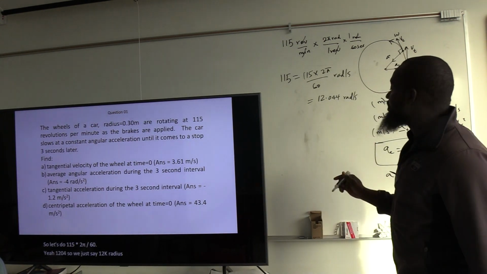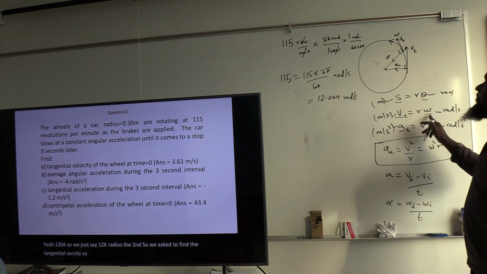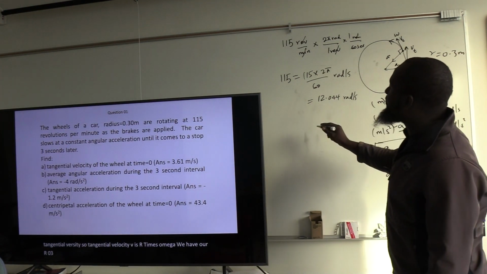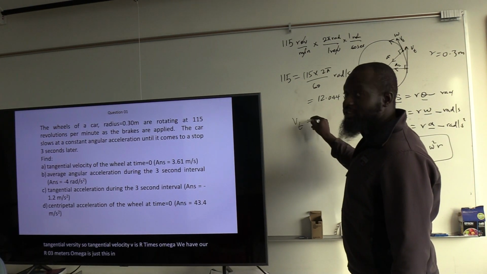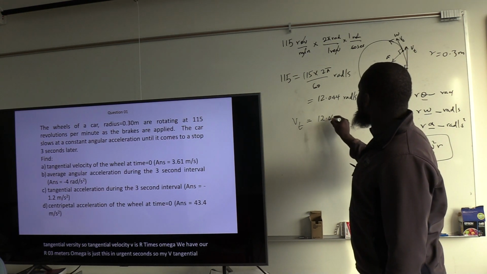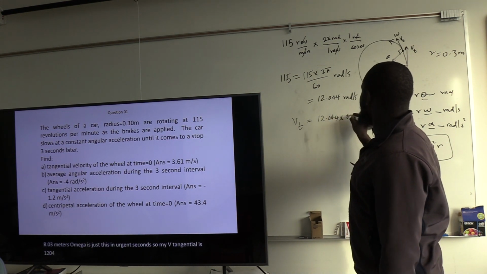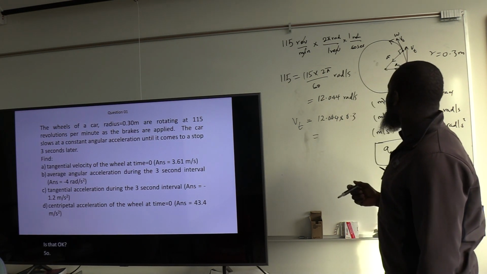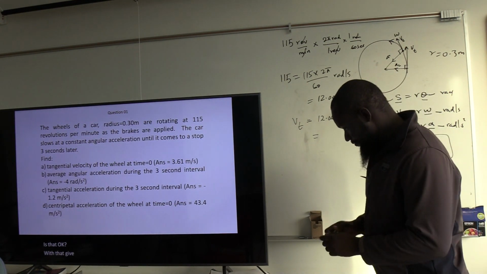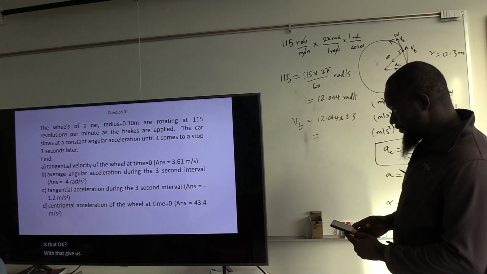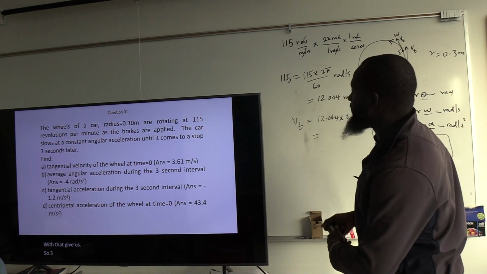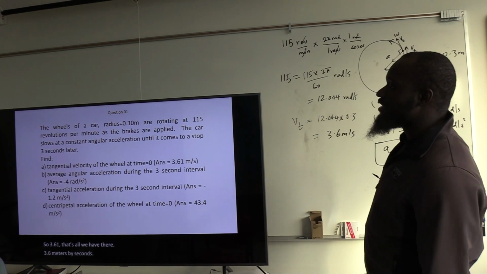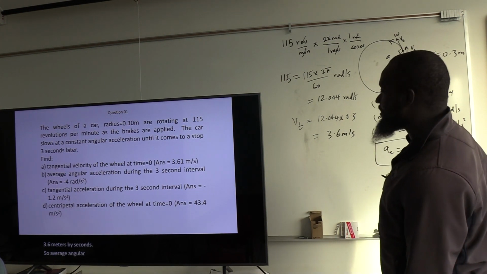We are asked to find the tangential velocity. Tangential velocity V is r times omega. We have our r, 0.3 meters, and our omega is just this in radians per second. So my V tangential is 12.044 times 0.3, which gives 3.61. So that's 3.6 meters per second.